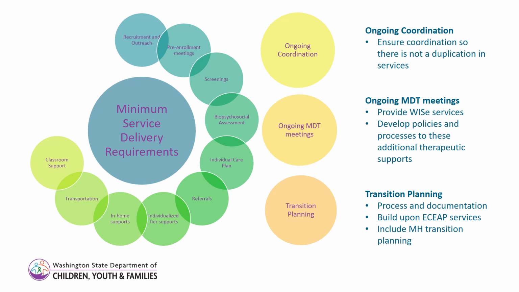Lastly, contractors must provide transition planning. These plans also should include all of the family's service providers and the family. These plans are intended to provide mental health transition planning above what ECAP and early ECAP provides for transitions. A transition plan should be completed before a child exits the ECLIPSE program and goes to another early learning environment.